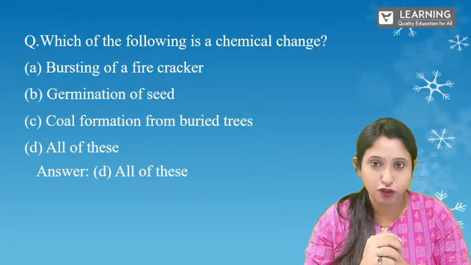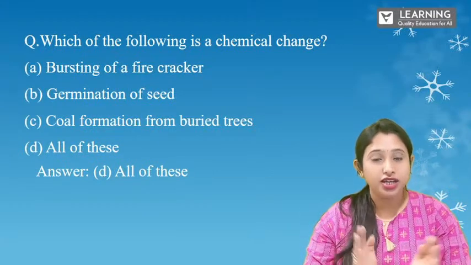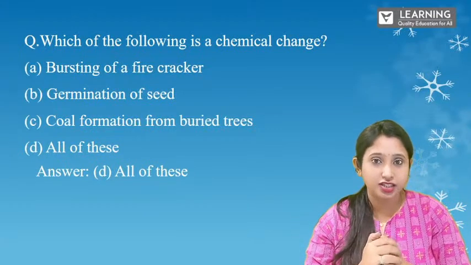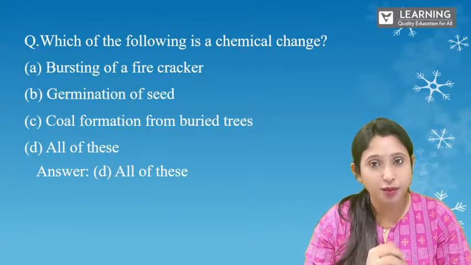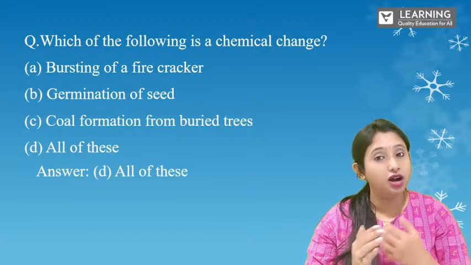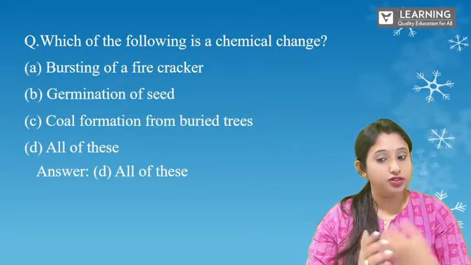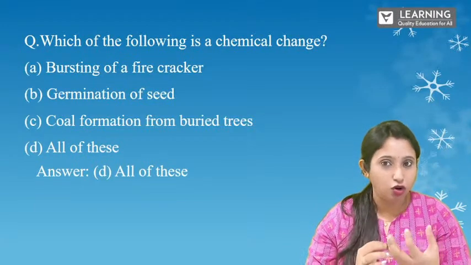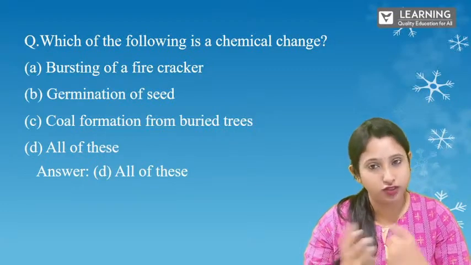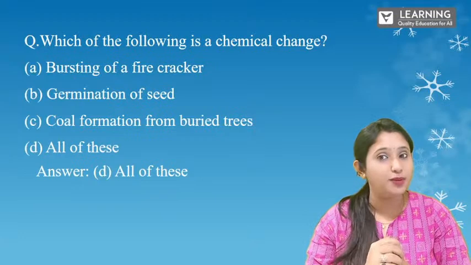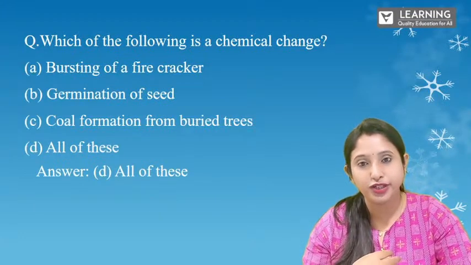And germination of seed, it is also an irreversible change, right? We cannot get back the seed again, right? Once the plant is obtained, can you get back the seed? No, right? So it's a chemical change which is irreversible, isn't it? Next is coal formation from buried trees. Yes, we will get the coal from buried trees, right? This is also correct, and all of this. Next one. So the last one, number D is your answer. All right, understood? Okay, very good.